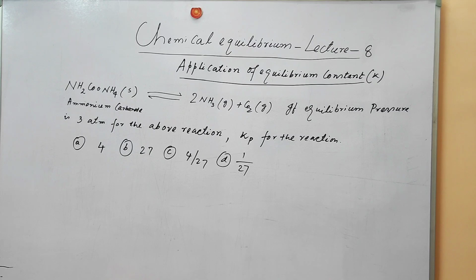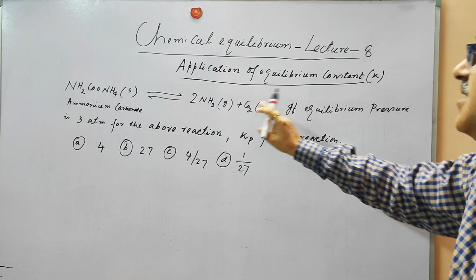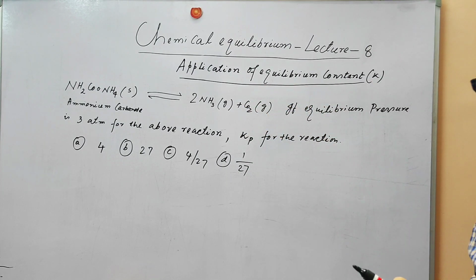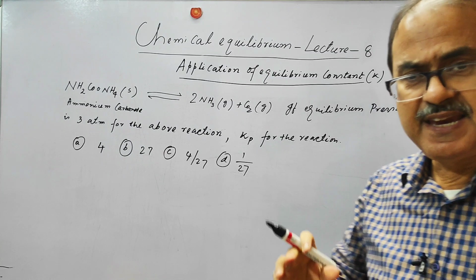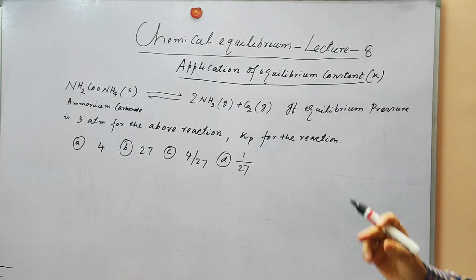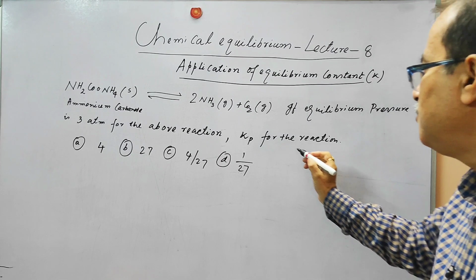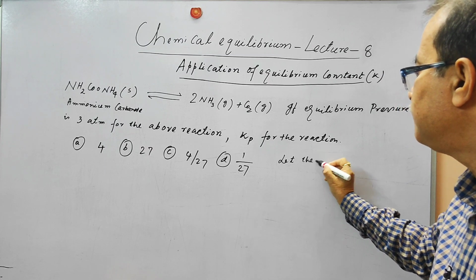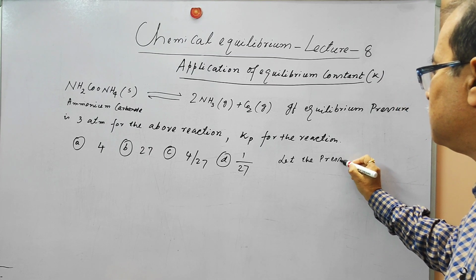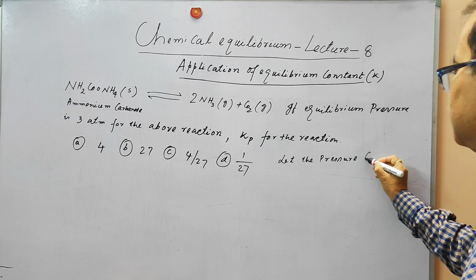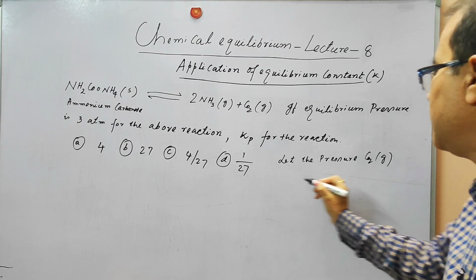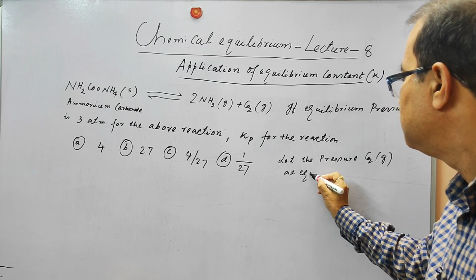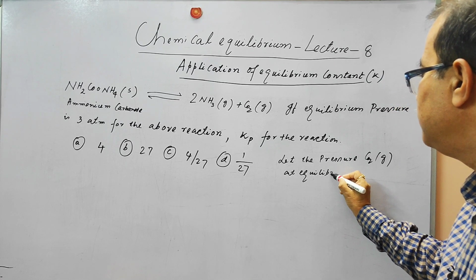So for that, we have to see that this is a solid and this is a gas. Naturally, these are heterogeneous equilibrium. In this case, the pressure is created by the gas, not by the solid. So we have to first assume, let the pressure of carbon dioxide, CO2 gas at equilibrium, is P.